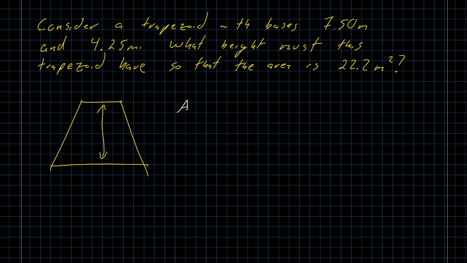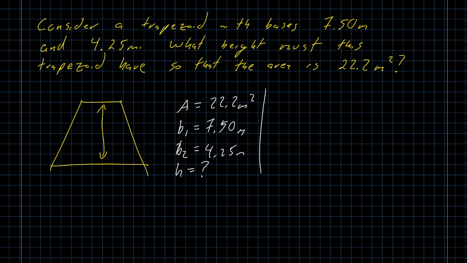Right, the formula for a trapezoid is fairly straightforward. We've got an area, 22.2 square meters. We've got two bases. It doesn't actually matter which one is which, but one of them is going to be b1 and the other one is going to be b2. We've got a height that is unknown. And we're trying to solve for h.